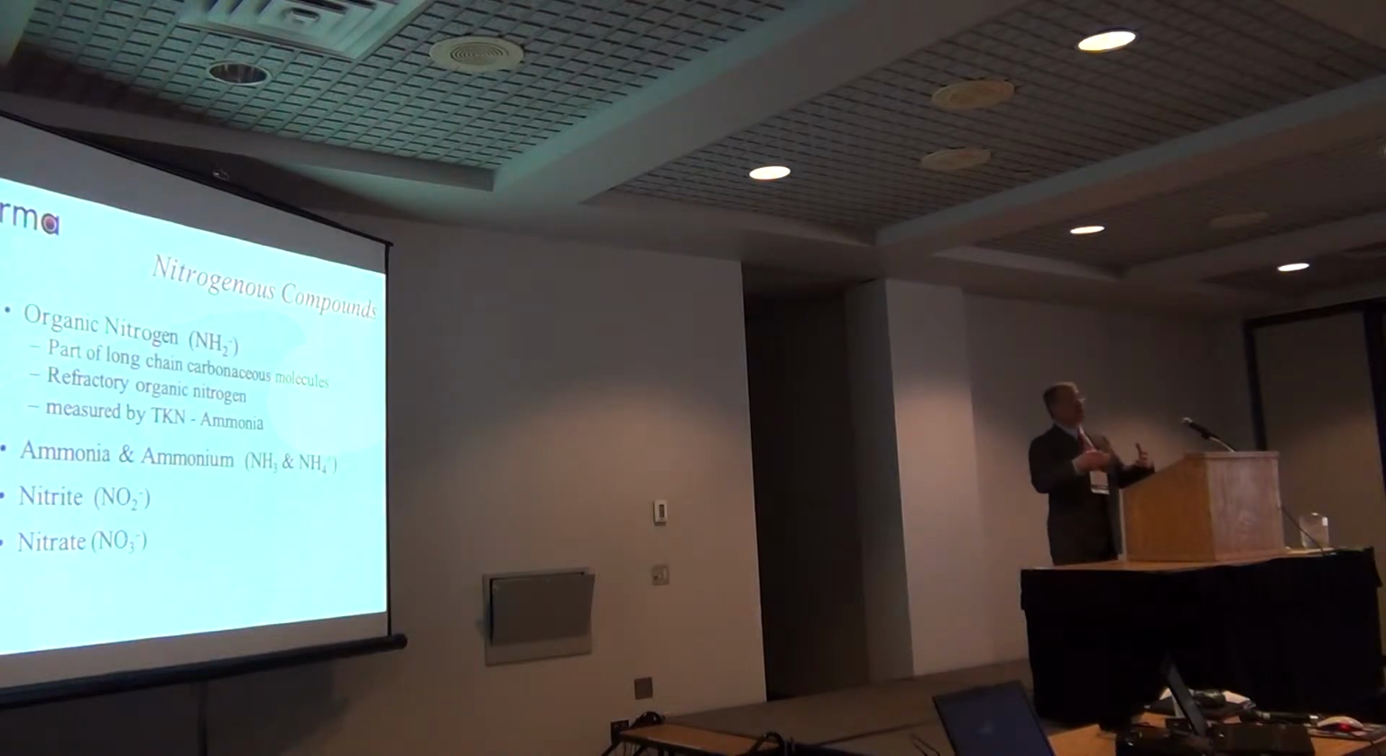Now, as the biochemical transformations start to occur, you may start to see nitrite and nitrate. Generally speaking, in a properly functioning nitrification system, the nitrite is so transitory you really don't see it. It's negligible. So the three main compounds, as we start to move through the plant, are ammonia, organic nitrogen, and nitrate.